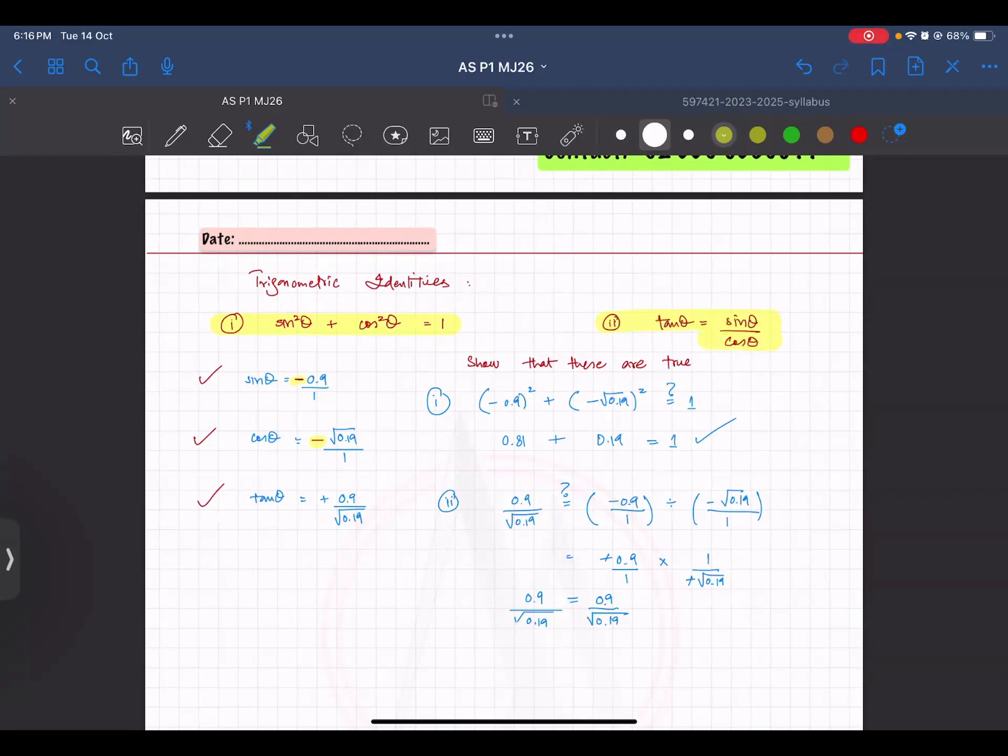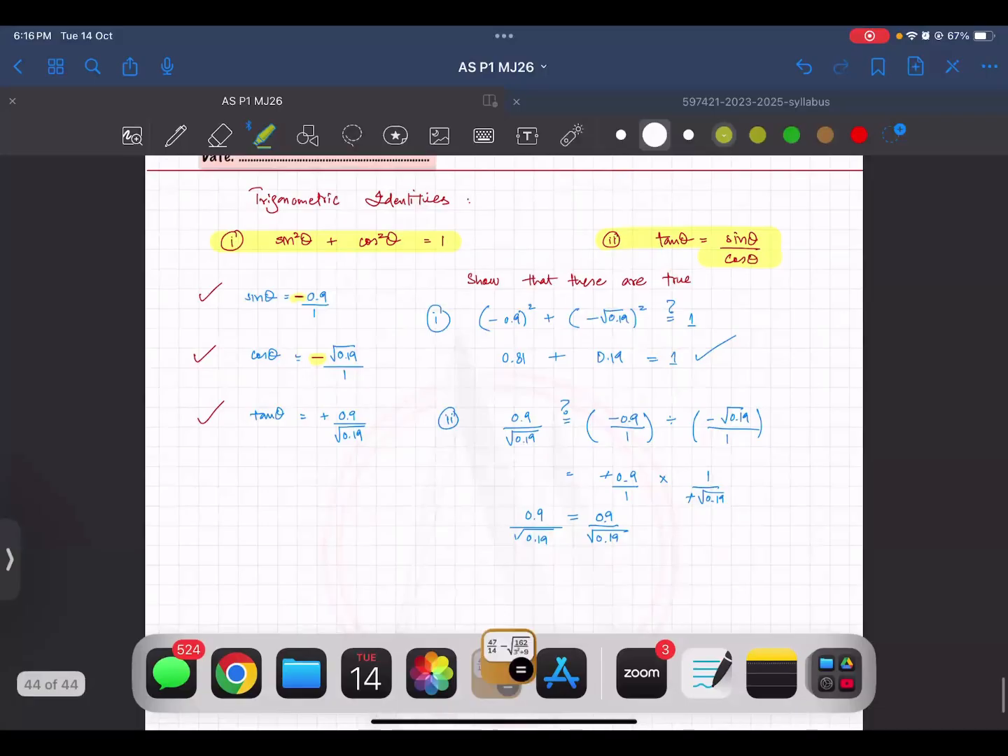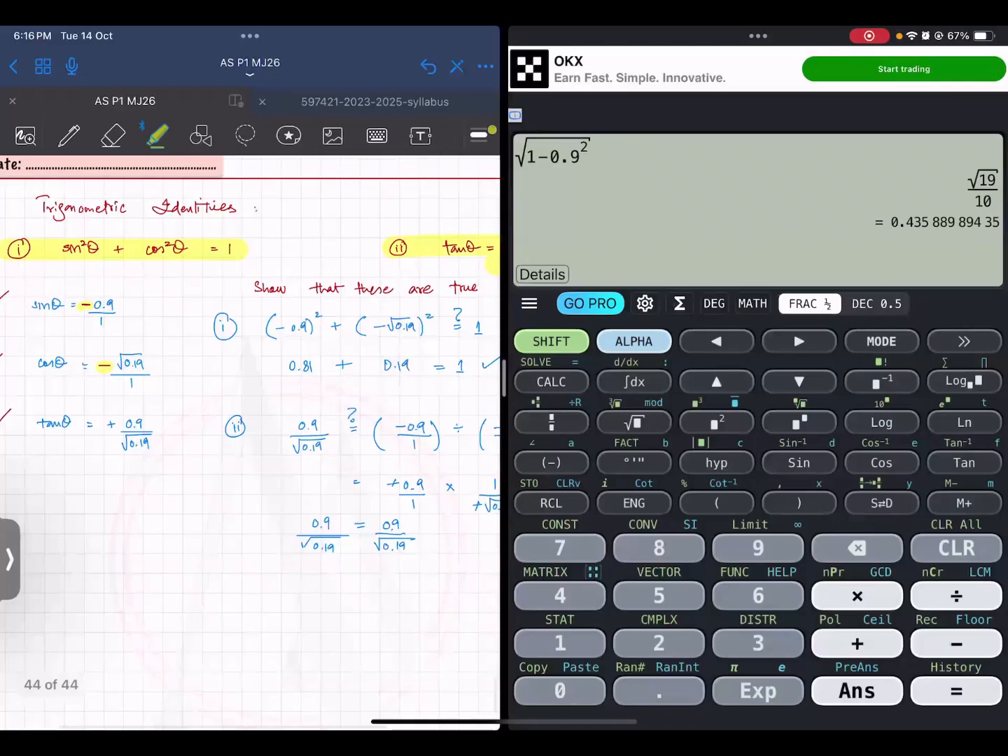I have just shown you for your satisfaction. Okay, you won't need to show this in the exam. You have to just learn these and use these. I've just shown you to show you that these are true. So you can use a calculator as well, whatever the theta value that you use.